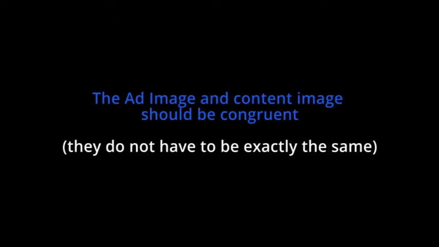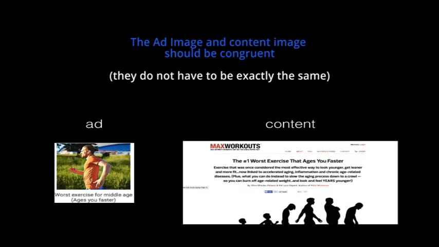The ad image and the content image should be congruent. They don't have to be exactly the same. We discussed this previously when we looked at consistency, but they should be congruent in the same category. So in this example, we've got the guy running. It's obviously a fitness article, and then when you click through to the article on the right hand side, you can see the content. It's about aging and exercise, and it's got the imagery there, which is consistent with the article as well.